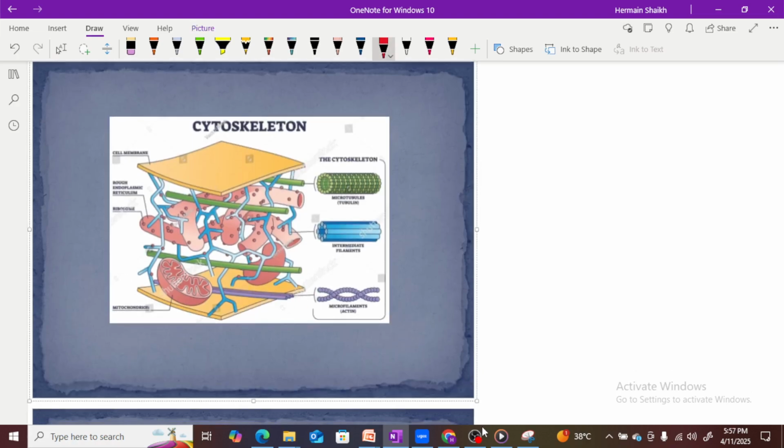Now here you can see that this is the cell membrane, and here we can see several organelles such as the mitochondria, and here are some ribosomes, and some rough endoplasmic reticulum, and here we can see these greenish structures, the bluish structures and the purplish structures, which comprise the cytoskeleton. The greenish one is for the microtubules, the bluish one is for the intermediate filaments, and this purple one is the microfilament that is comprised of actin.